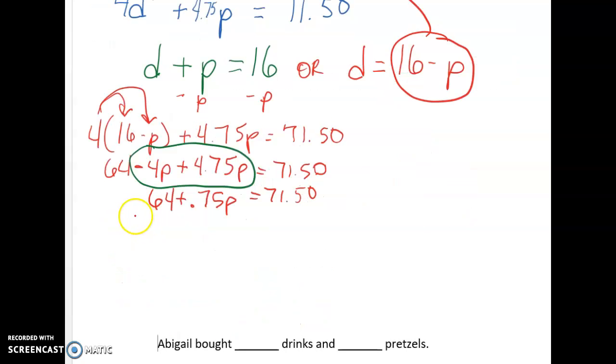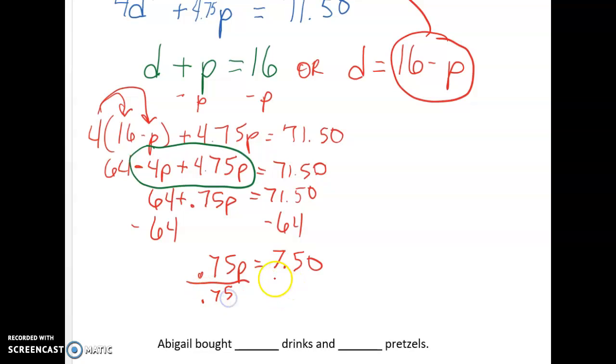Continue my work. So I'm going to subtract 64 from both sides because I'm trying to solve for P. I end up with 0.75P equals 71.50 take away 64, which is going to leave me with $7.50. Still trying to solve for P. Divide both sides by 0.75. P equals 10. So that tells me that Abigail bought 10 pretzels.